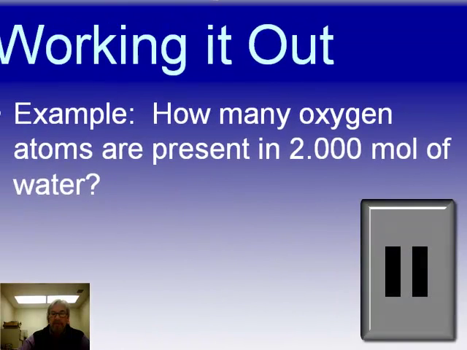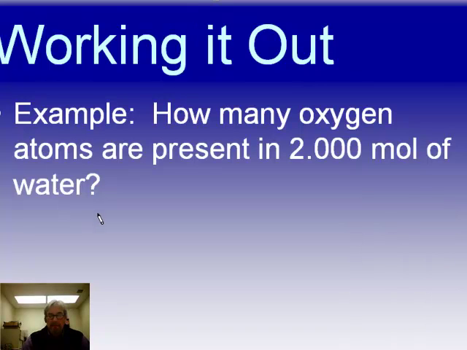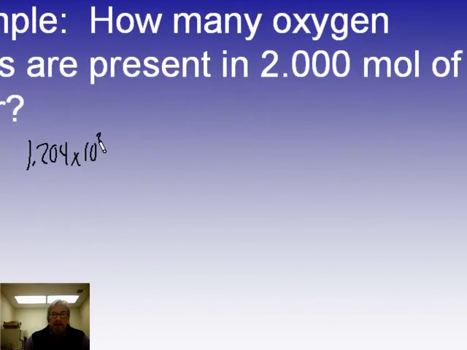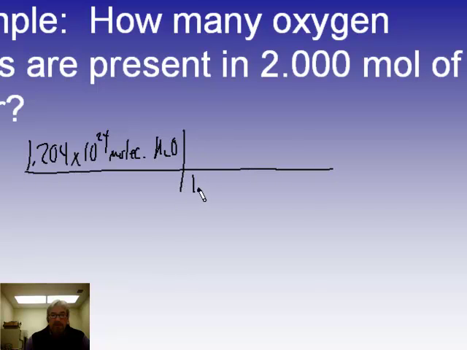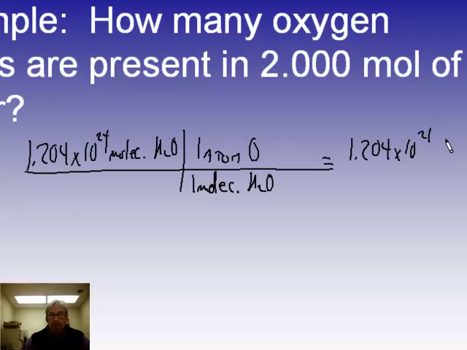Figure this one out. How many oxygen atoms are present in 2 moles of water? 2 moles of water, I just figured out, is 1.204 times 10 to the 24th molecules of water. Every 1 molecule of water has in it 1 atom of O. So I'm just multiplying by 1. There are 1.204 times 10 to the 24th atoms of O.